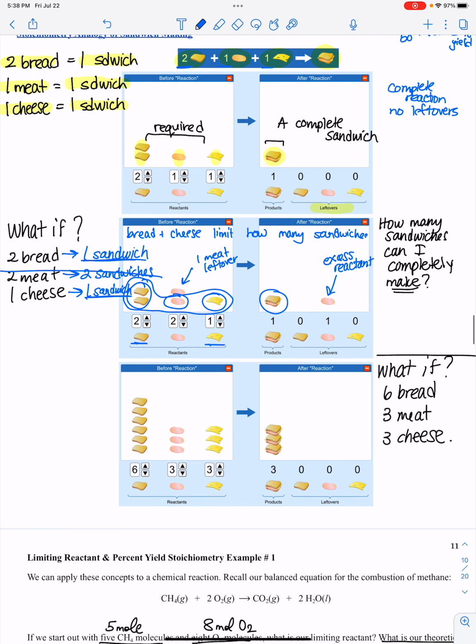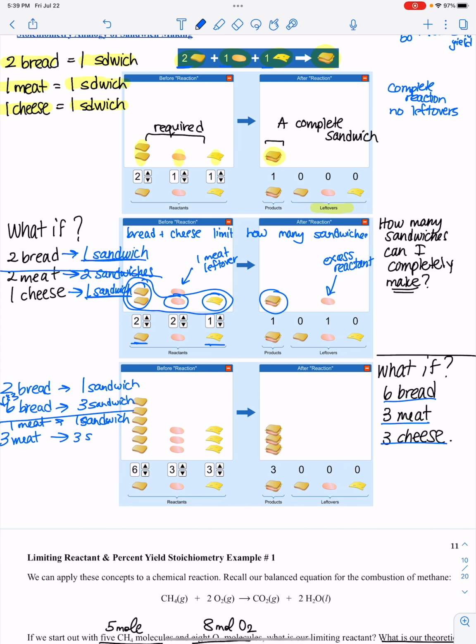Now, what if I do another one? What if I had 6 bread and 3 meat and 3 cheese? Well, I know that for every 2 bread, I'll get 1 sandwich. If I had 6 bread, that's times by 3, that would give me 3 sandwiches. Let's look at the 3 meat. If I have the 3 meat, well, I know that 1 meat is 1 sandwich, according to the ratio. If I had 3 meat, I get 3 sandwiches. And then do the cheese. If I had 1 cheese, I'd get 1 sandwich. 3 cheese would be 3 sandwiches.